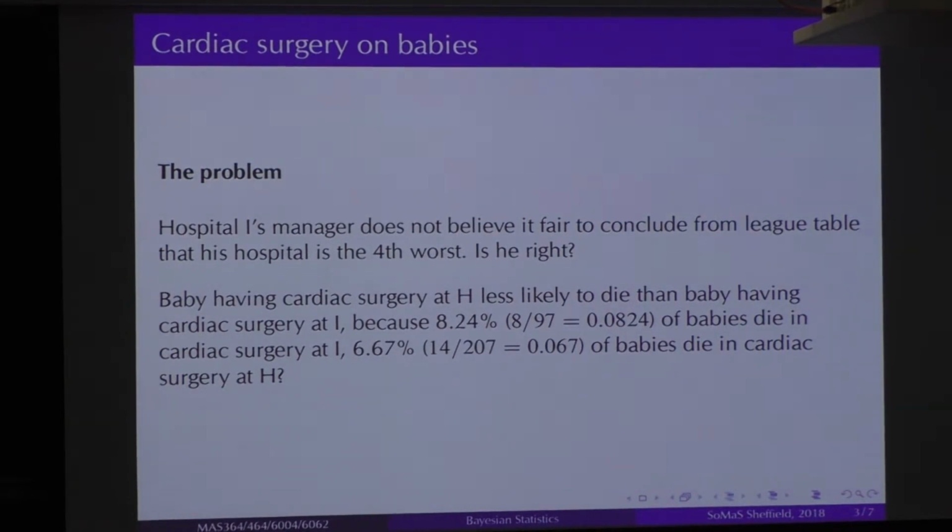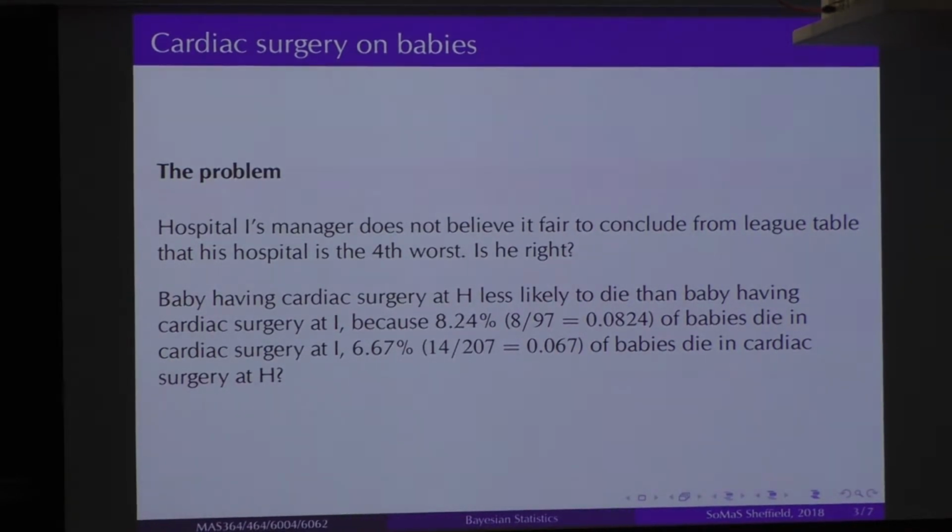So that's the statement of the problem. If we just calculate the mortality rates by dividing the number of deaths by the number of operations, we do have a point estimate, and depending on the model that we use for that, in particular if we think that this is a binomial model, those will be the MLEs, so we know those are good estimators. Then Hospital I would be ranked 9th, I believe, because they have a higher mortality rate, say, than Hospital H.